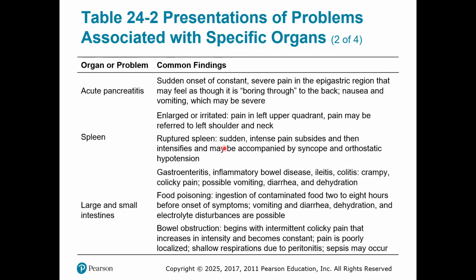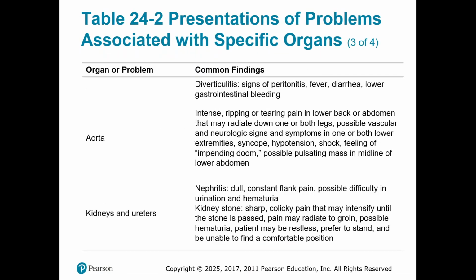A ruptured spleen from maybe an MVC or some type of traumatic event. Sudden intense pain subsides and then intensifies, and may be accompanied by what? Syncope or orthostatic hypotension. Because if their spleen is ruptured, they're bleeding inside the abdominal cavity. And that's where the syncope comes from, having such a low blood pressure.